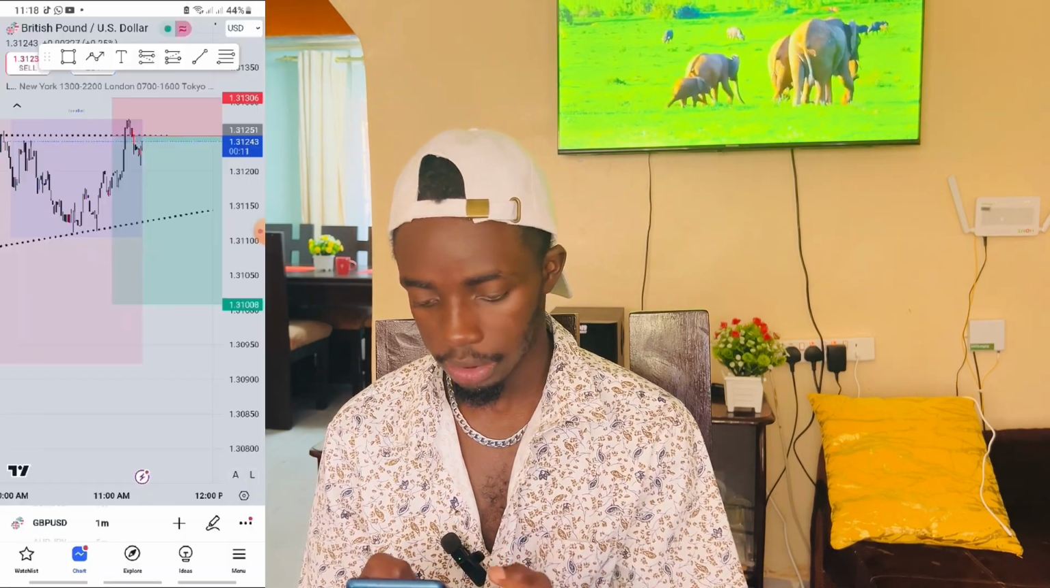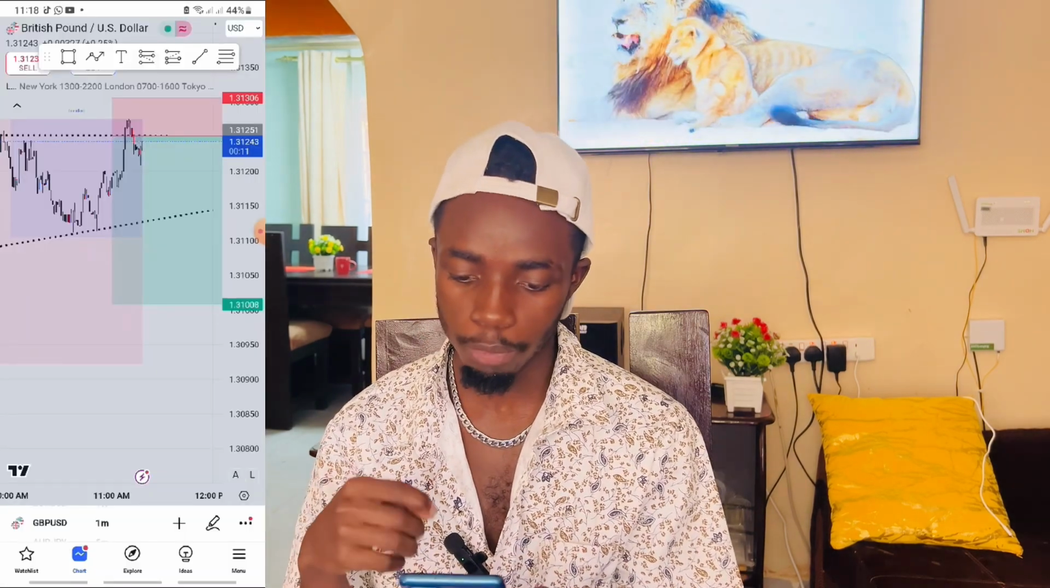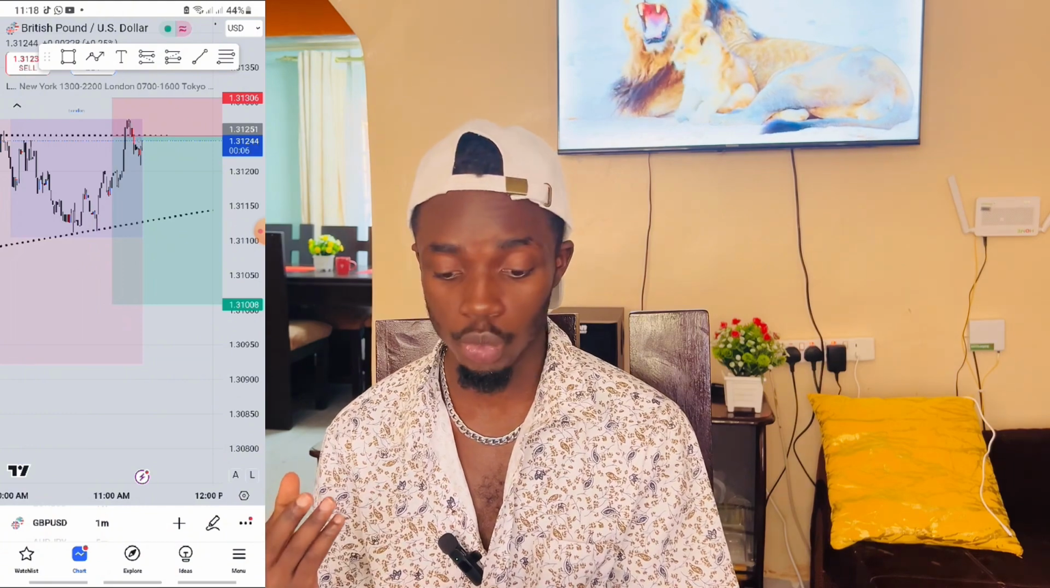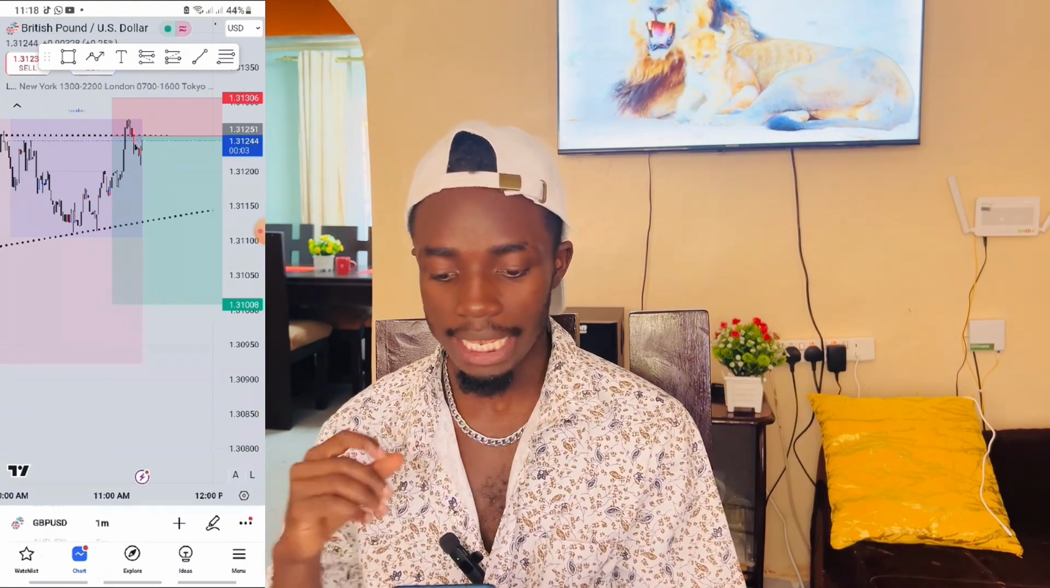So the market is still pushing on well. We have those pullbacks, but I expect the market to continue falling down. So that is a counter trend.